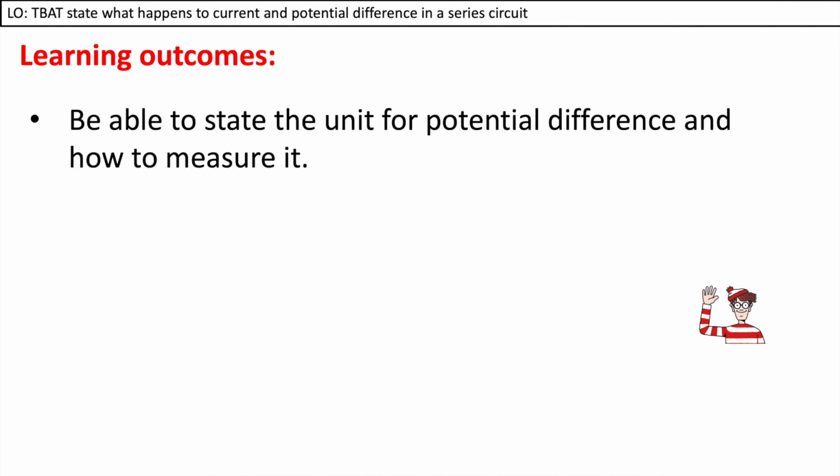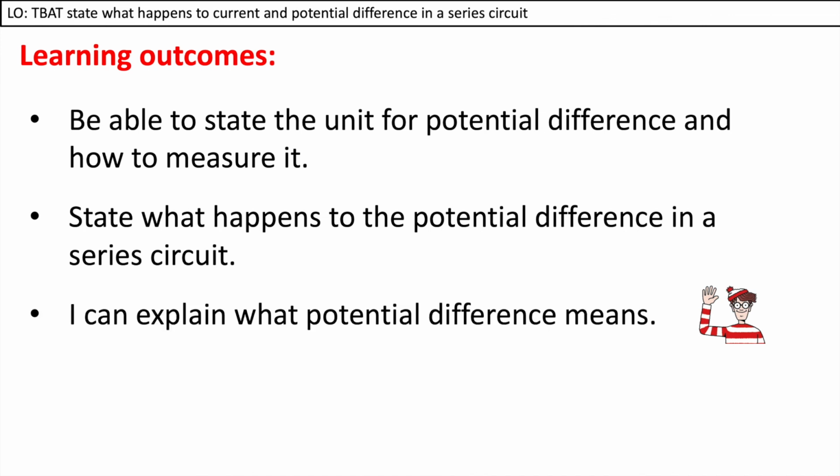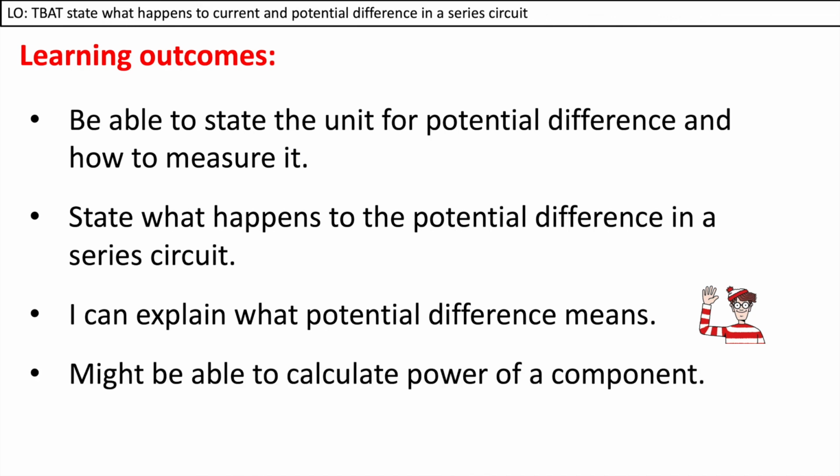You should now be able to state the unit of potential difference and how we measure it with a voltmeter in parallel. You should be able to state what happens to the potential difference in a series circuit. It is shared, and as you go around the circuit, the voltages add up to the supply voltage. You should be able to explain what potential difference means. It's the electrical energy gained by a charge going through a battery, or the electrical energy lost when the charge goes through a bulb or component. And finally, you might be able to calculate the power of the component using voltage times current.